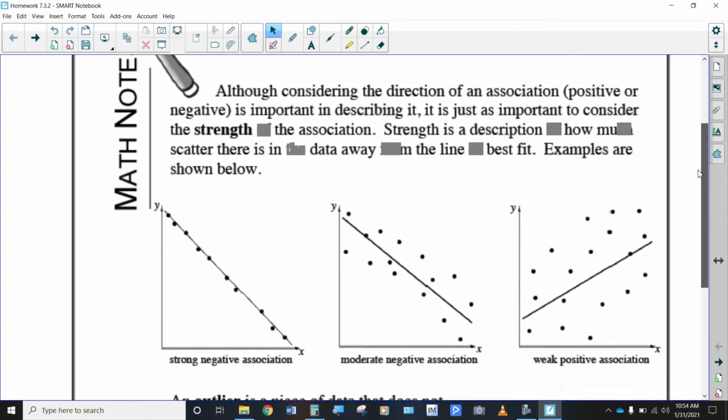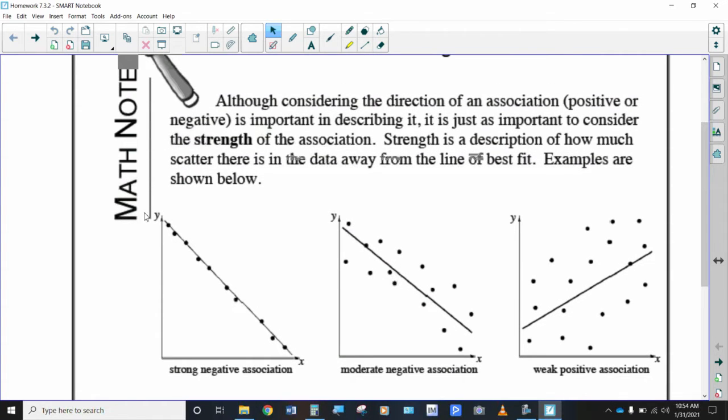In the first part of describing association, we were focusing on the direction of it, whether it was positive or negative or no association. And then the form of it was whether or not it was linear or nonlinear or clustered, and whether or not there were any outliers. Now, let's take a look at these linear models and talk about strength.